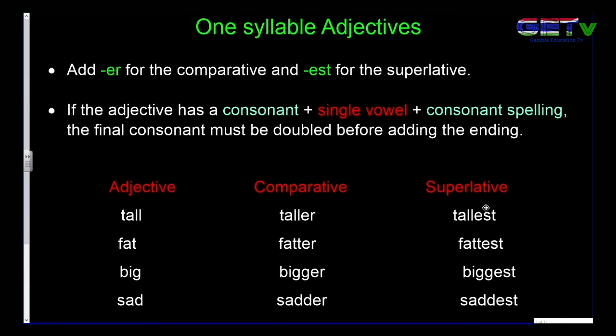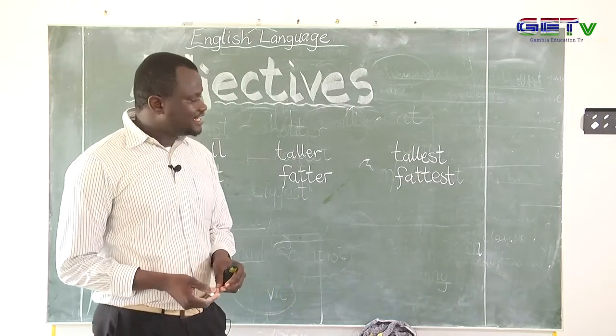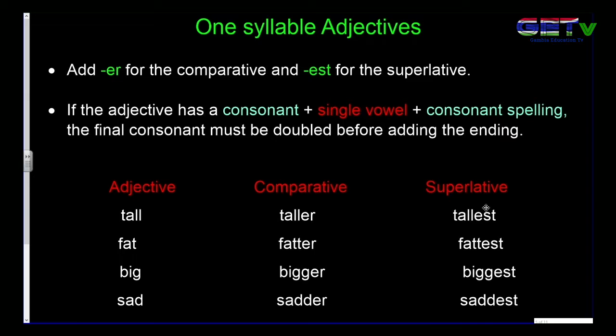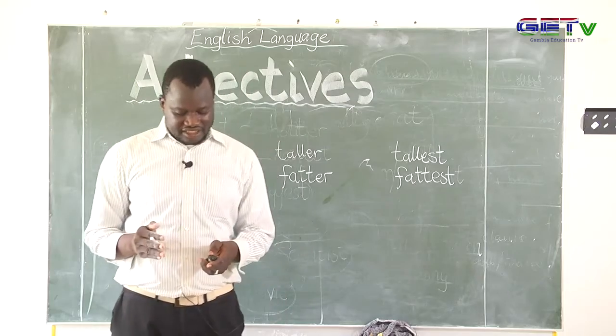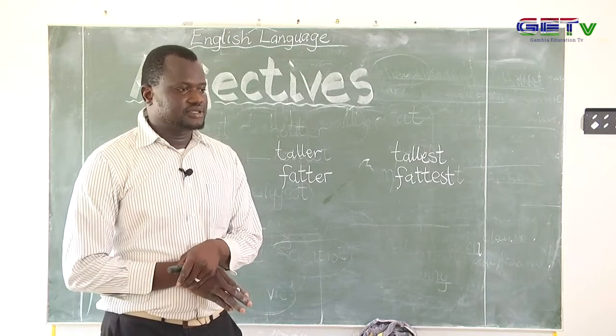And the last one is sad. We double the last letter and then add ER, and that becomes sadder. And then for the superlative, we also double the last letter and then add EST, and that becomes saddest. So that is for one syllable adjectives. Now we move to two syllable adjectives.